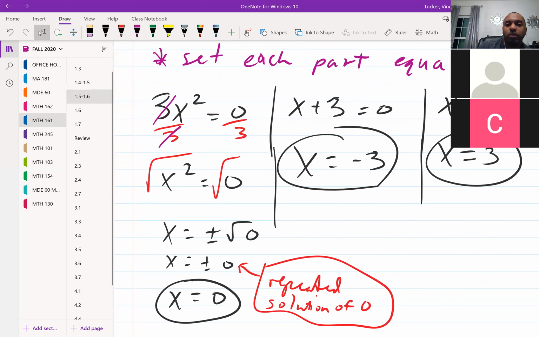All right, questions on that one. So we still notice what we're doing here is still setting one side equal to 0 and factoring, even though we're getting more than just the two solutions that we would receive from the quadratic equation.